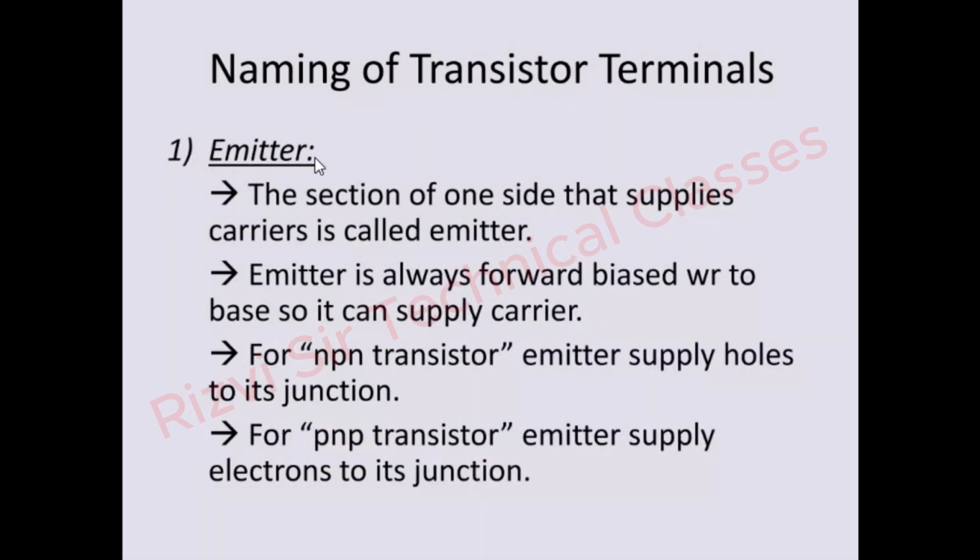First one was emitter. What is emitter? The section on one side that supplies carriers is called emitter. Emitter is always forward biased with respect to base, so it can supply carriers. For NPN transistor, emitter supplies electrons to its junction. For PNP transistor, emitter supplies holes to its junction.